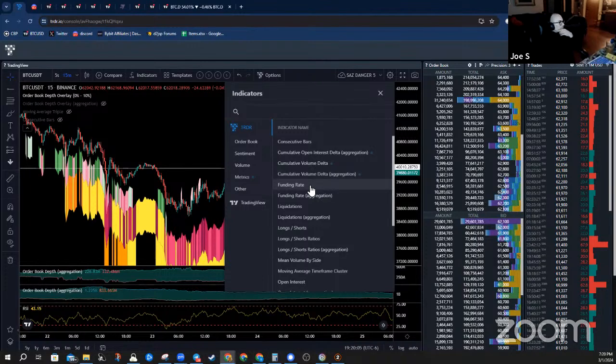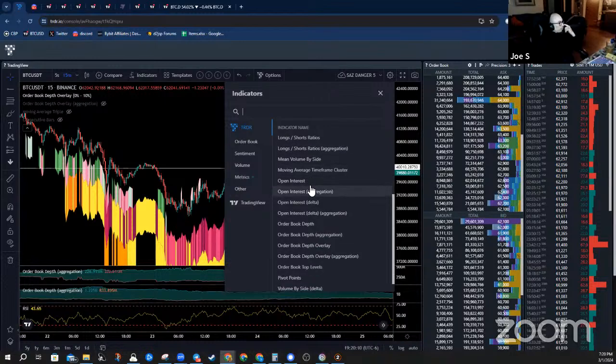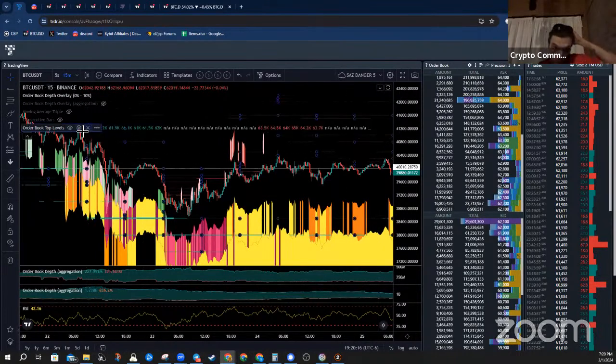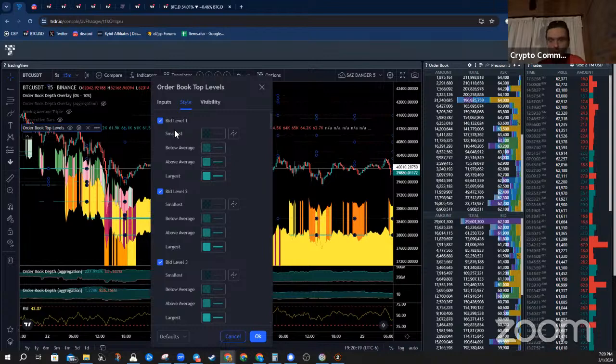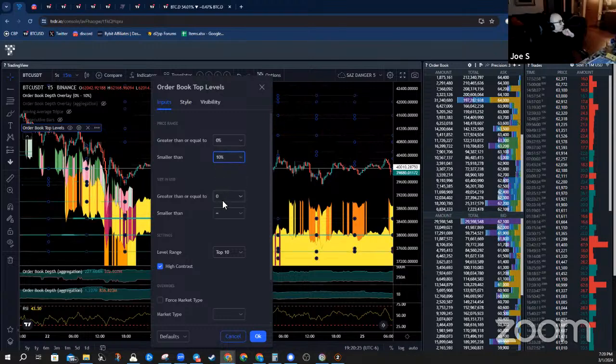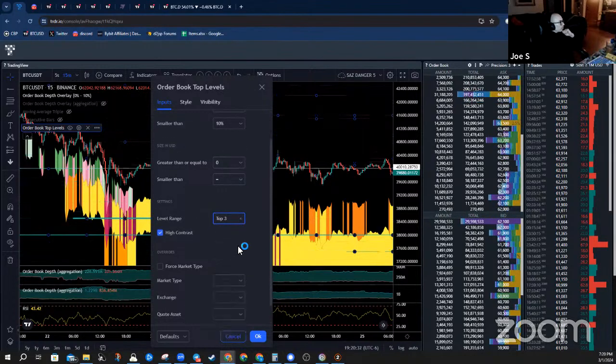I'm trying to find an indicator that shows the order book top levels. Ah, this is the great one. By the way, we will translate a few moments, or maybe the whole conversation, tomorrow for the Russian audience. Okay, the update. Let's see here. We don't need that size in USD, level range top three. So this is something that I just want to point out to us.